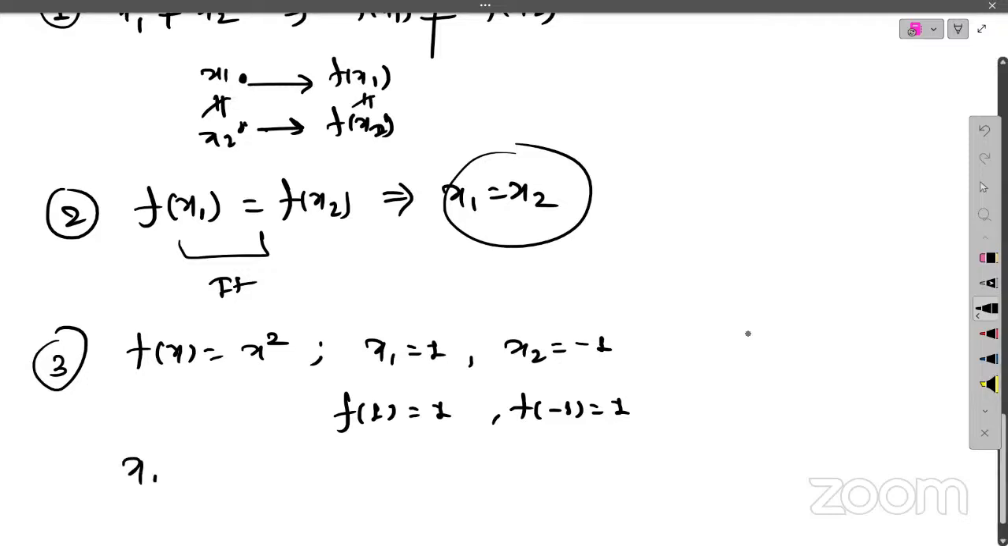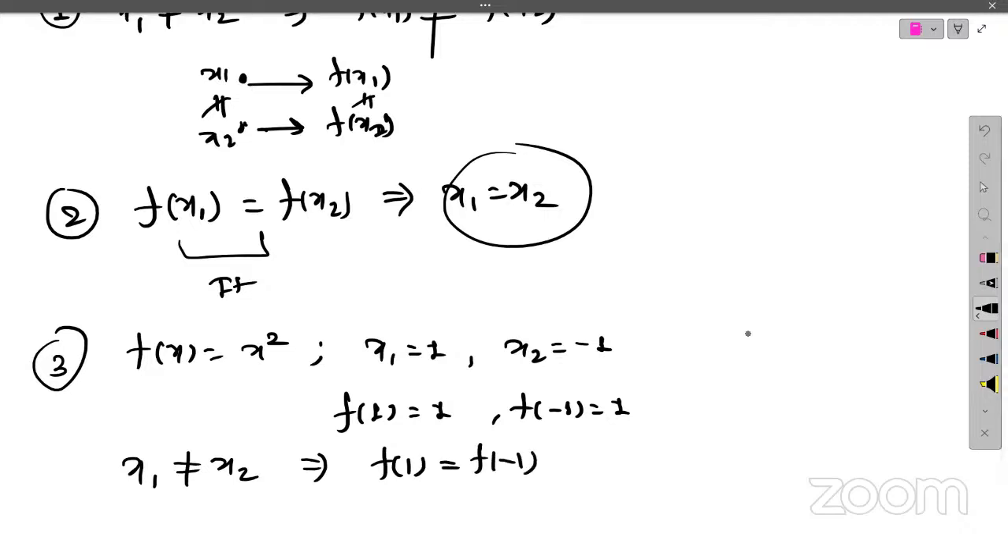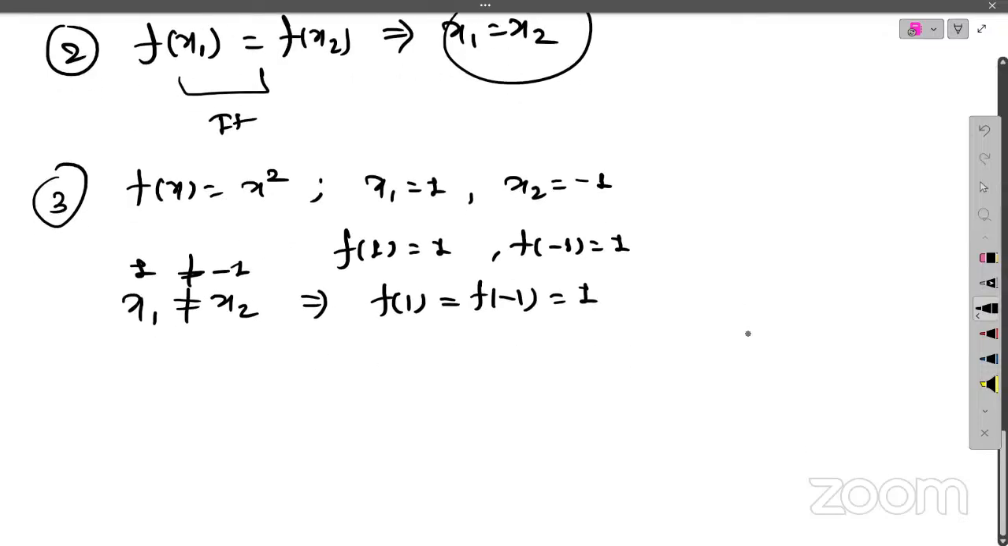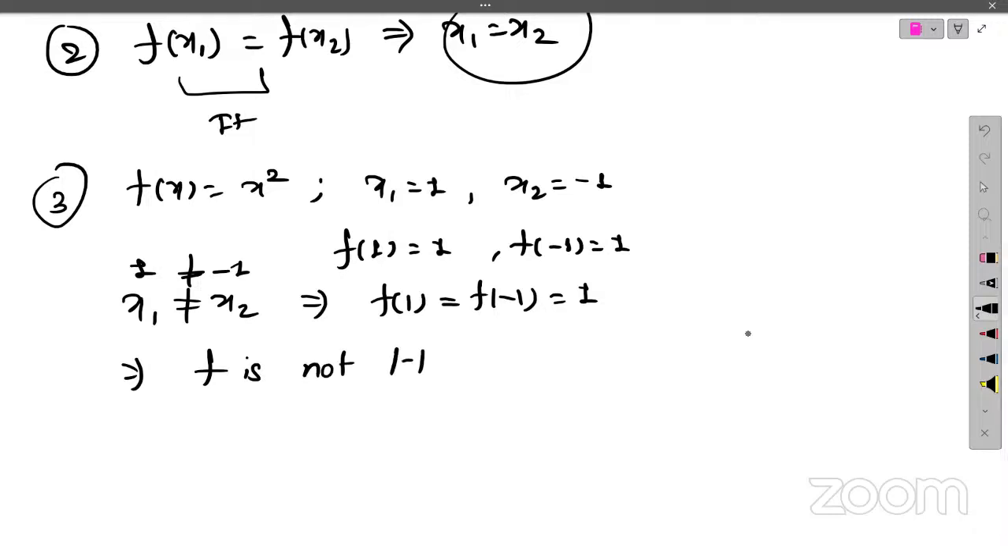So here what is happening? x1 is not equal to x2, but f of 1 is equal to f of -1, which is equal to 1, right? x1 is here 1 and x2 is -1. So for two distinct inputs, we are getting the same output. So this is not the definition of a one-one function. So it implies that f is not a one-one function.